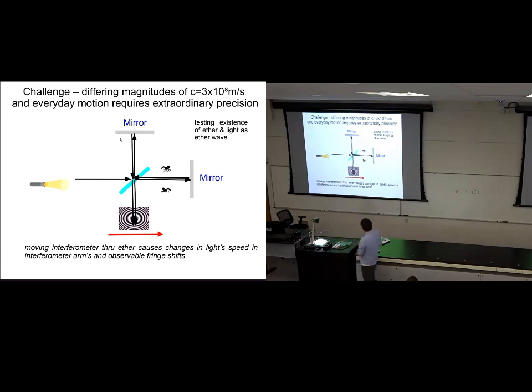It's a little bit complicated because you've got light going in all different directions here, so I don't want to explain all the details, but basically you're moving an instrument that is sensitive to the speed of the light ray. If the speed of the light ray changes when you move the instrument through the ether, you're going to see that effect in the fringe pattern that you observe in the interferometer. So this was the basic idea. It was a huge idea, and it was going to detect the presence of the ether.